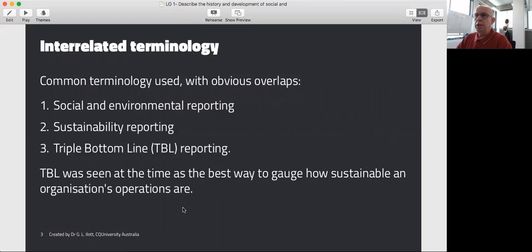Some terminology that gets used quite a lot, and sometimes it's substituted for each other. We have social and environmental reporting, sustainability reporting, and triple bottom line reporting. Now, social and environmental and sustainability tend to be used interchangeably. Triple bottom line is a specific format of presenting your report.